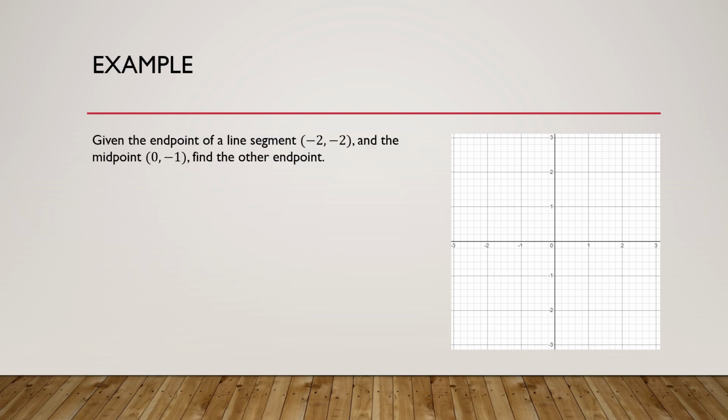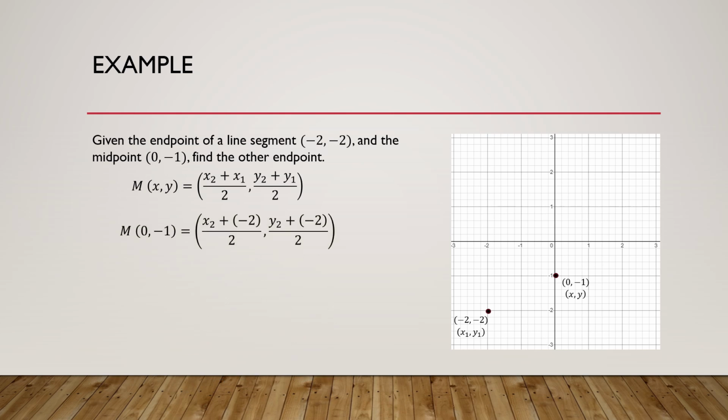Given the endpoint of a line segment (-2, -2), and the midpoint (0, -1), find the other endpoint. We'll first graph the two given points, then start with the midpoint formula. Next, we establish (-2, -2) as (x1, y1), and the midpoint (0, -1) as (x, y). Fill in the values in our equation and solve for (x2, y2). x2 plus -2 over 2 equals 0, so x2 is 2. y2 plus -2 over 2 equals -1, or y2 equals 0. This makes the other endpoint (2, 0).